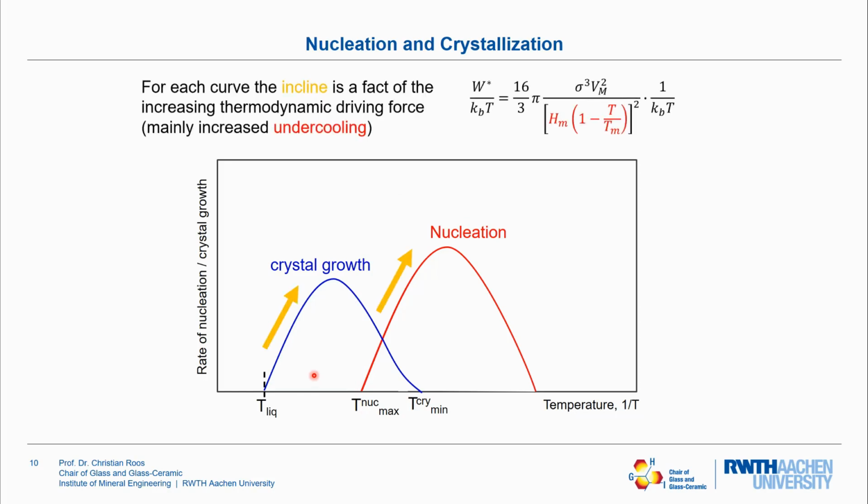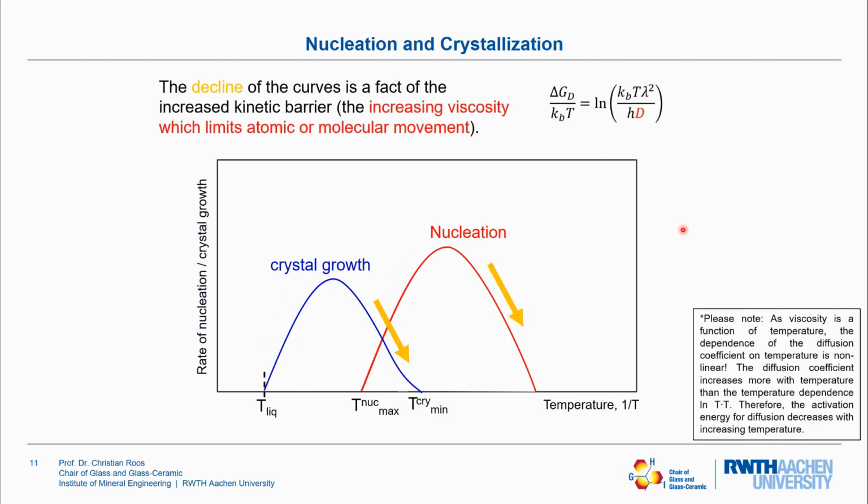Let's have a look at the driving forces for the crystallization or the crystal growth and the nucleation. Each curve has an incline with decreasing temperature. This is the so-called thermodynamic driving force, and it is mainly depending on the increased undercooling, as we can see here. On the other hand, both curves also have a decline here, and this decline basically depends on the increasing viscosity, which limits the movements of the atoms or the molecules which are needed to form the crystals or the respective nuclei.